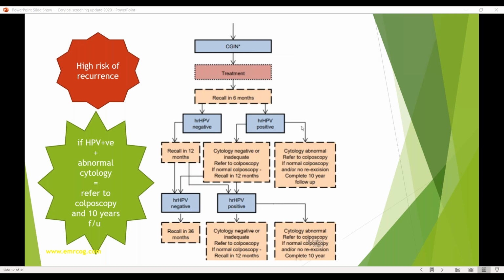So CGIN. CGIN is the big lesion of today. Okay, so let's see, what is the CGIN? Before starting the CGIN follow-up plan, I've told you.